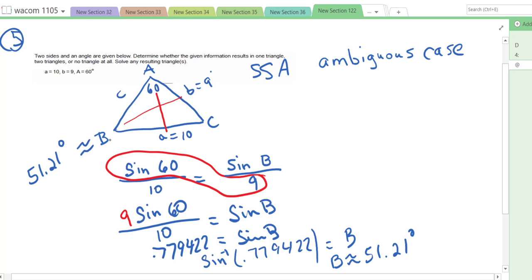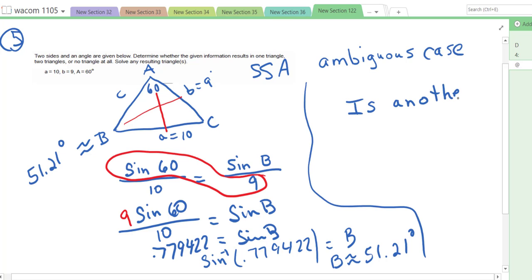All right, so I have my A, I have my side B, which I found. I need to know if I could have another triangle. All right. So I need to know, is another option possible? Is another triangle possible?